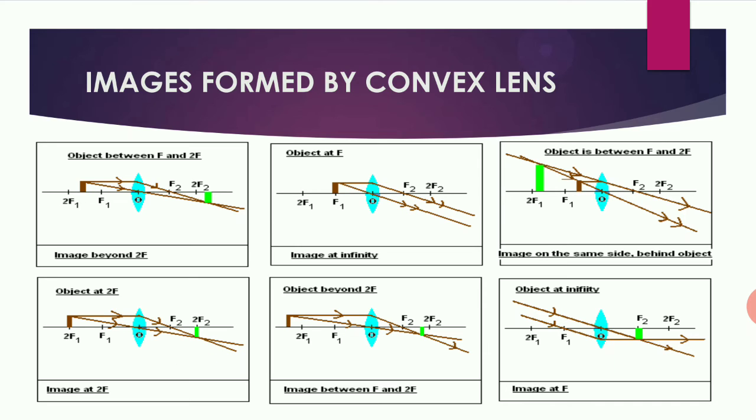If the object is beyond 2f1, then the image will form between f2 and 2f2. If the object is at infinity, then the image will form at f2. So these are the images formed by the convex lens, 6 images.